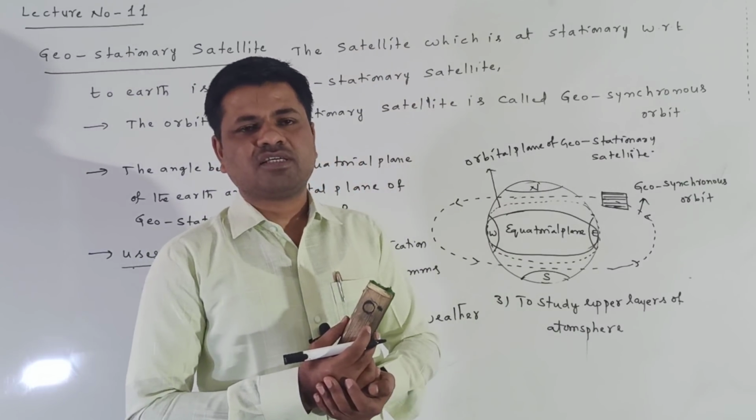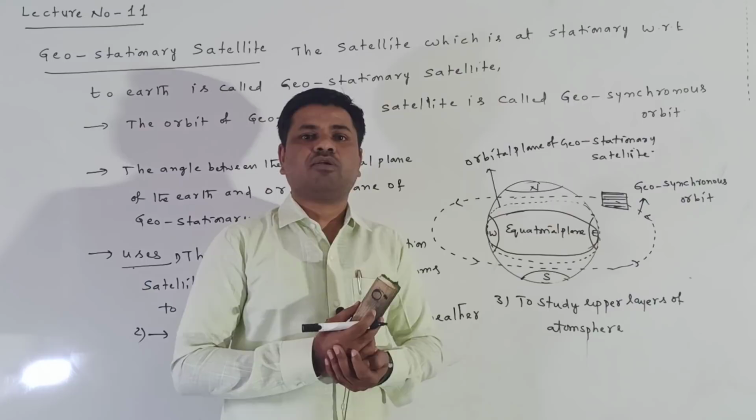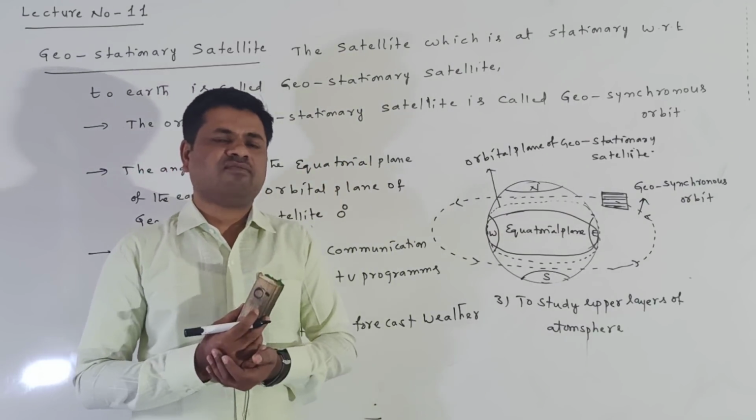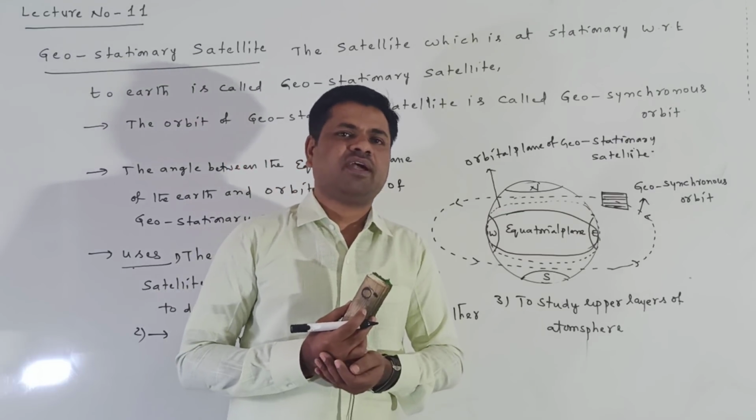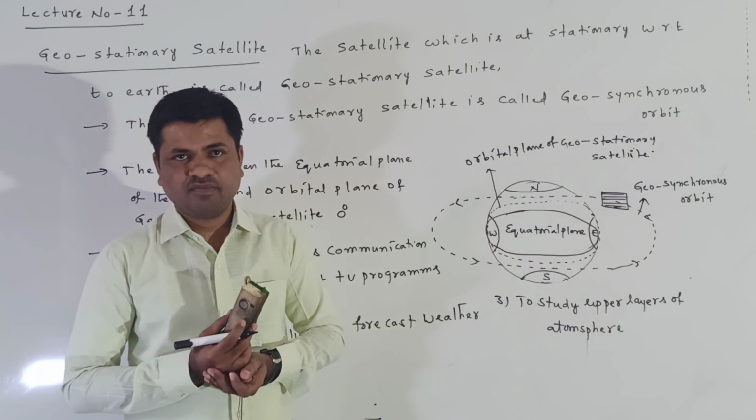The height of the geostationary satellite is 36,000 kilometers. That is, we find it with the formula H, the height of the satellite formula. Using that formula, we find the height of the geostationary satellite.